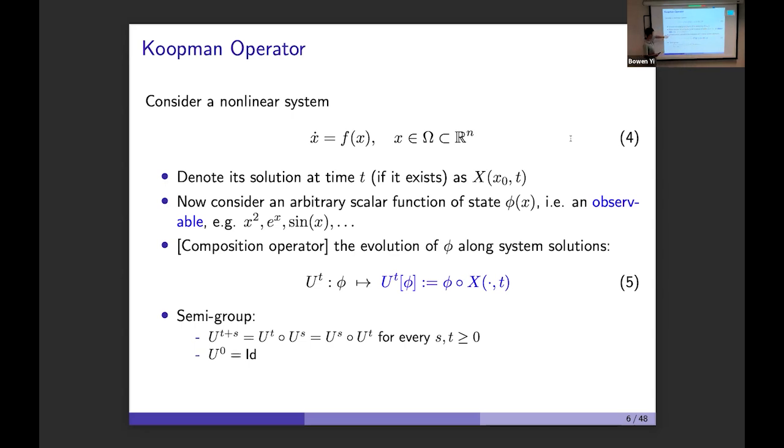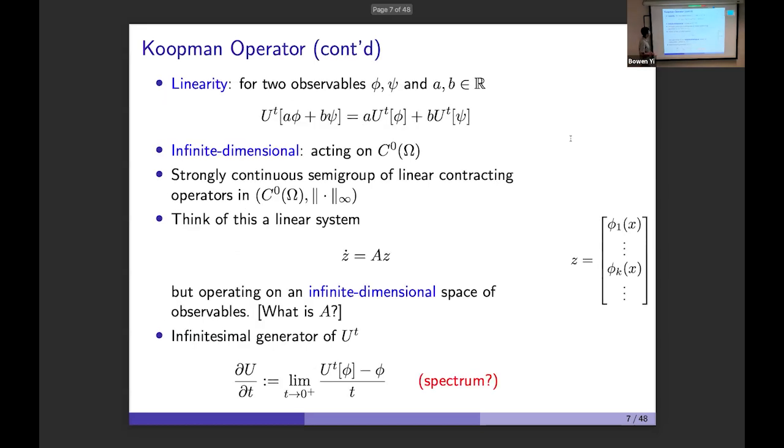And this operator satisfies the semi-group properties. One of the most important properties of the Koopman operator is linearity. If we consider two observables, it's very easy to verify this linearity property. Another property is that it is infinite dimensional, because it acts on the scalar function space, so the dimension is infinite. And it's a strongly continuous semi-group linear contracting operator.